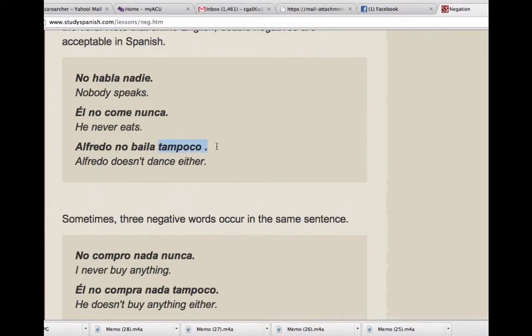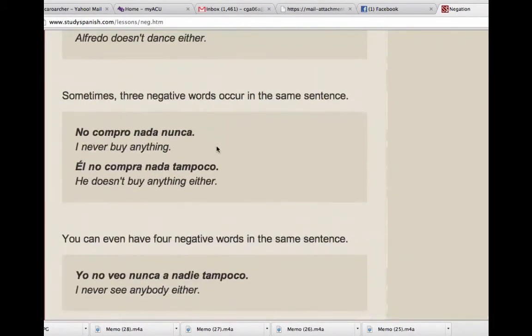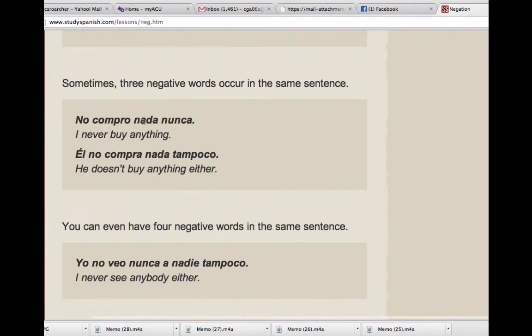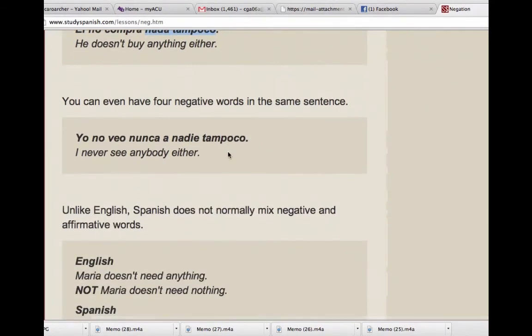Sometimes 3 negative words occur in the same sentence. No compro nada nunca. Él no compra nada tampoco. So when you add the word no in front of the verb, the negative words have to go at the end, after the verb, okay? No compra nada tampoco, okay? Muy bien. And you can even have 4 negative words in the same sentence. Yo no veo nunca a nadie tampoco, plus no, okay?